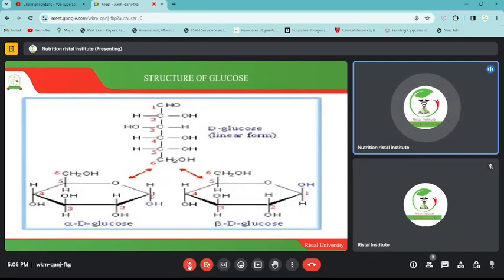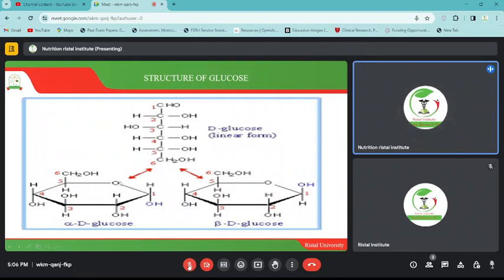So we get here that this is the oxygen atom right here. When you are looking at this alpha D glucose, the oxygen atom is here, and then the first carbon is right here. So you continue counting from here. The next one will be 2, 3, 4, 5, and 6, and this is a hexose sugar.